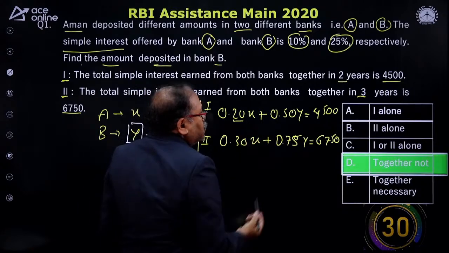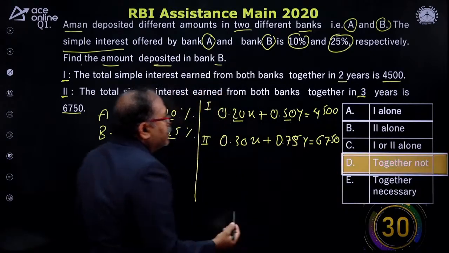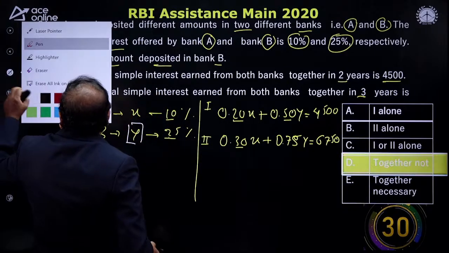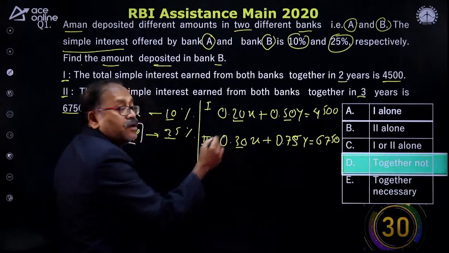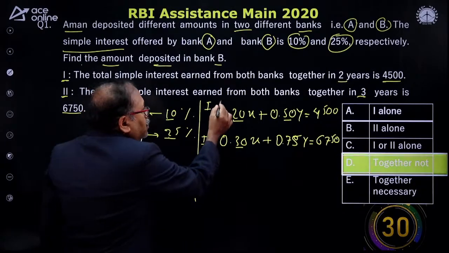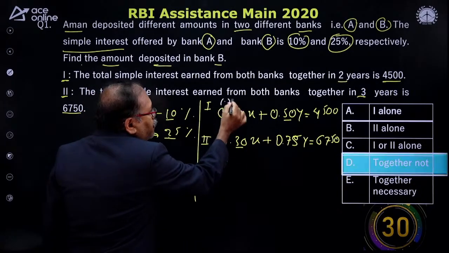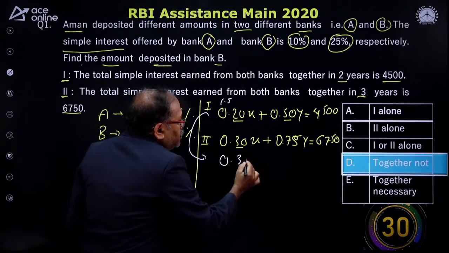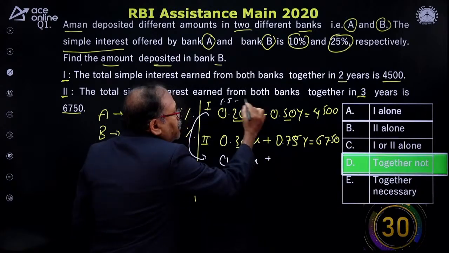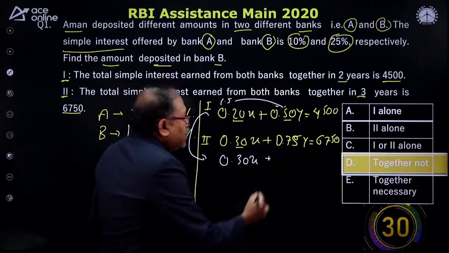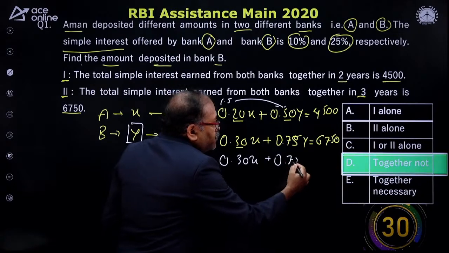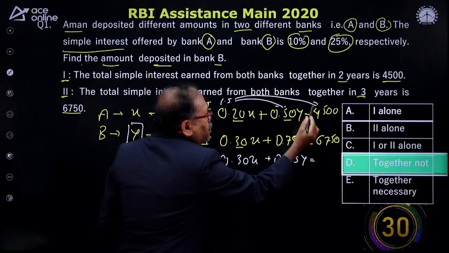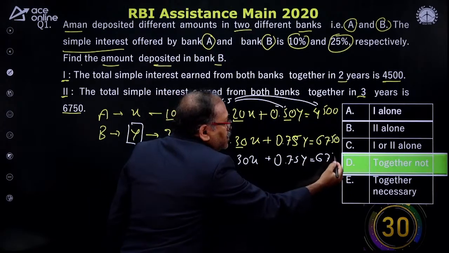Here we have 20x and then 50y, and here it is 30. So if I multiply the first equation by 1.5, that means 3 by 2. Then what will this equation be? This equation will be 0.30 of x, multiplied by 1.5, so I will get 0.75y, and when I multiply this number, I am getting the same 6,750.